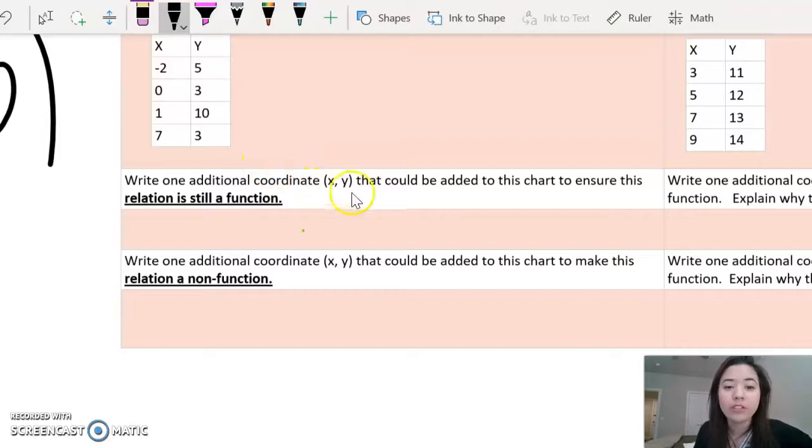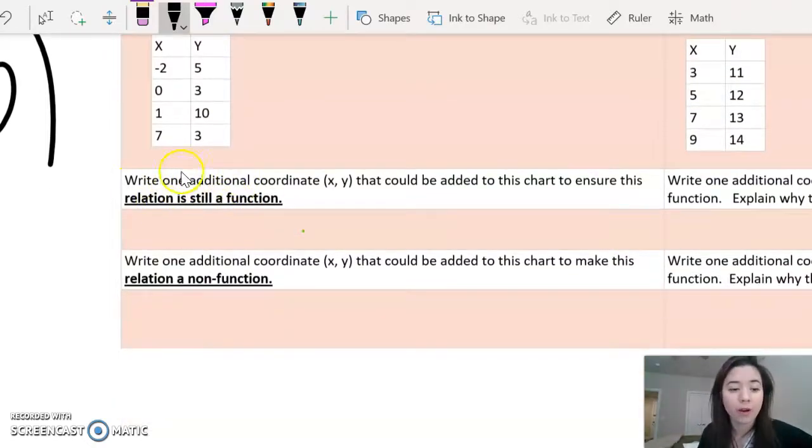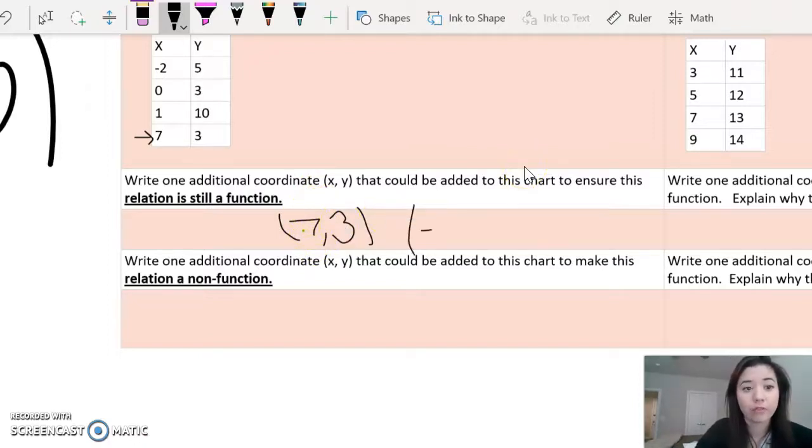I want to write one additional coordinate that would ensure this relation is still a function. To write an ordered pair that would keep this a function, we can just repeat any one of these. So I could say 7, 3, because that's already an ordered pair here. 7 is giving me out a 3. By listing that, I have the input of 7, but it's giving me out the same thing. So you could repeat any of those points given to keep it a function. You could say 0, 3. You could say -2, 5. Repeating any of those keeps it a function because that one input is giving you the same thing out.